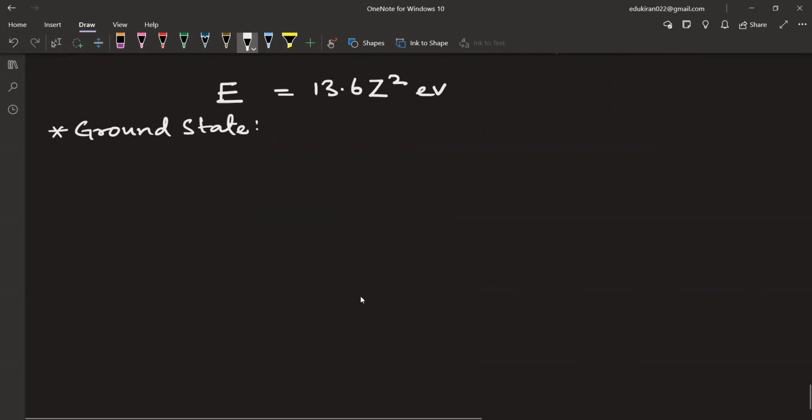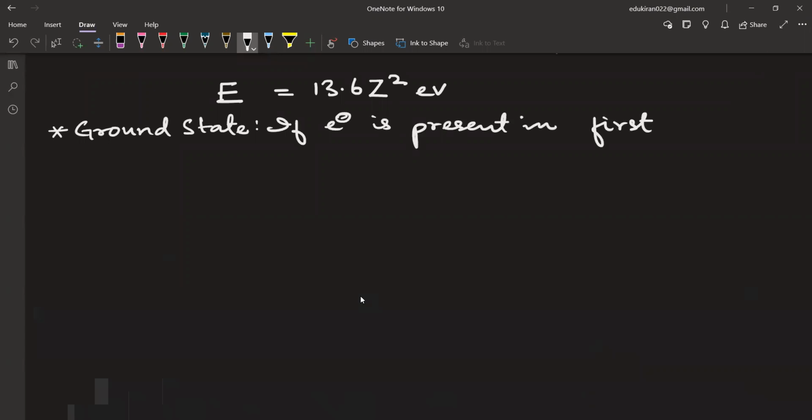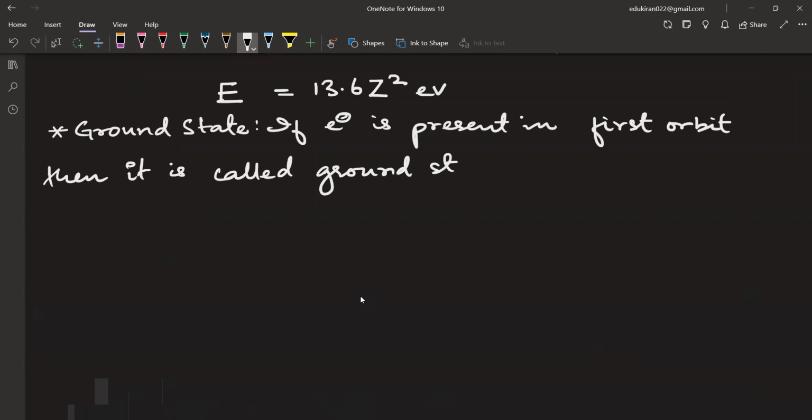Right? If electron is present in first orbit, then it is called ground state. Why? Because this is the lowest energy state. Lowest energy state. Okay. There's another word which is excited state.